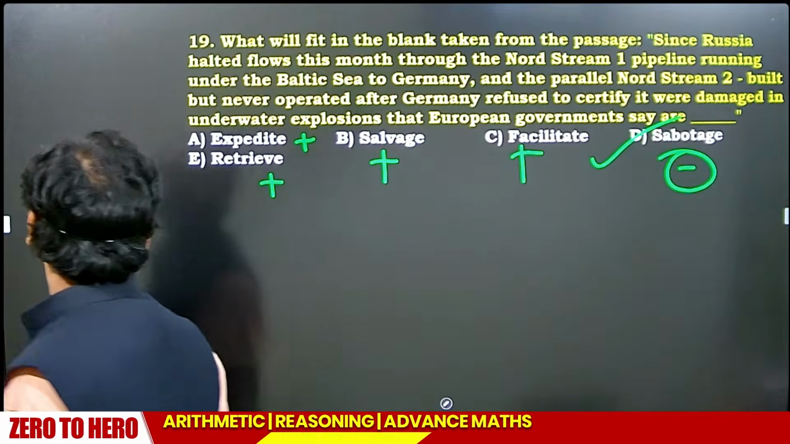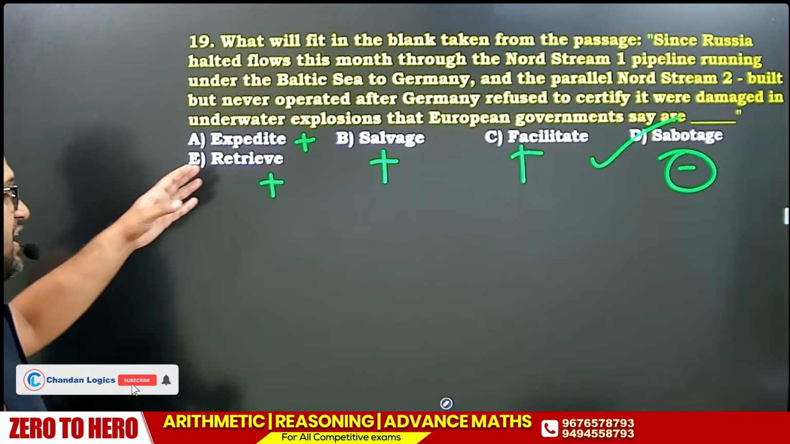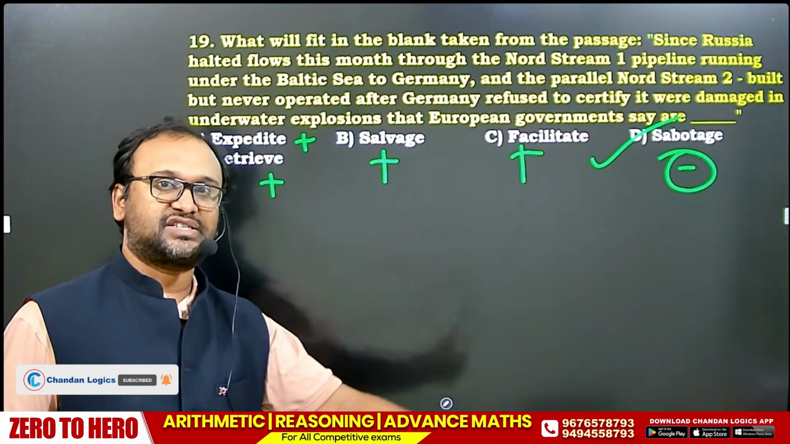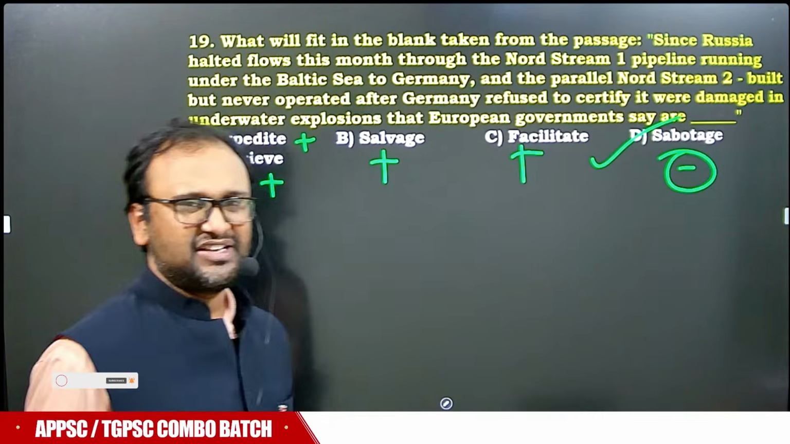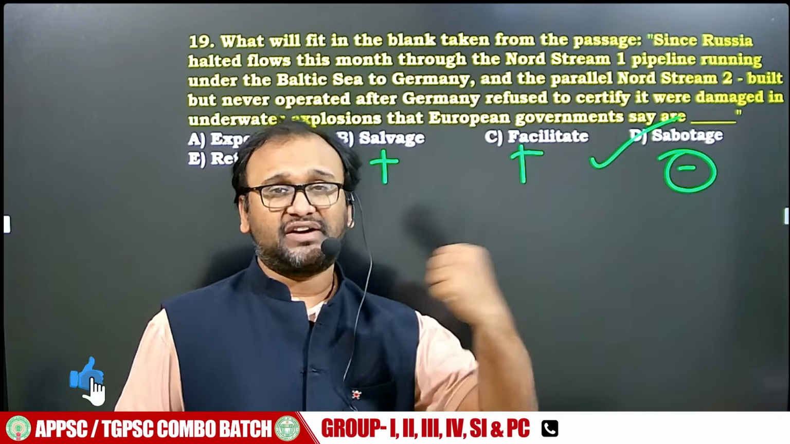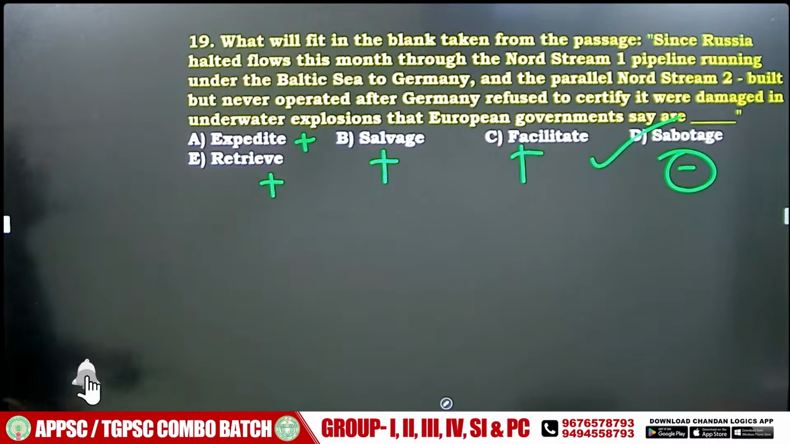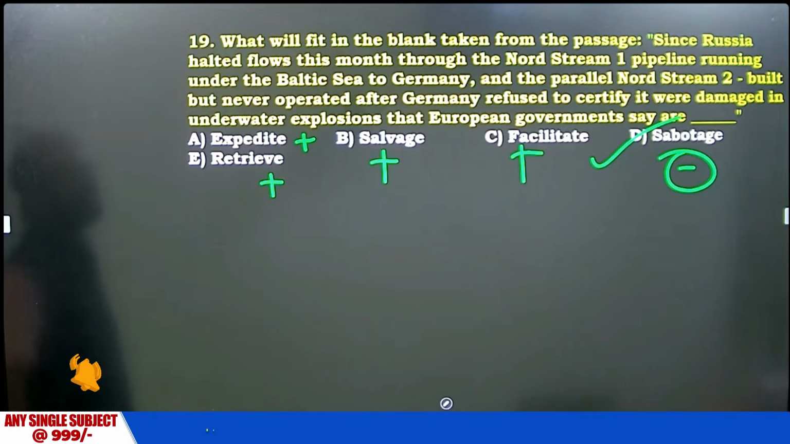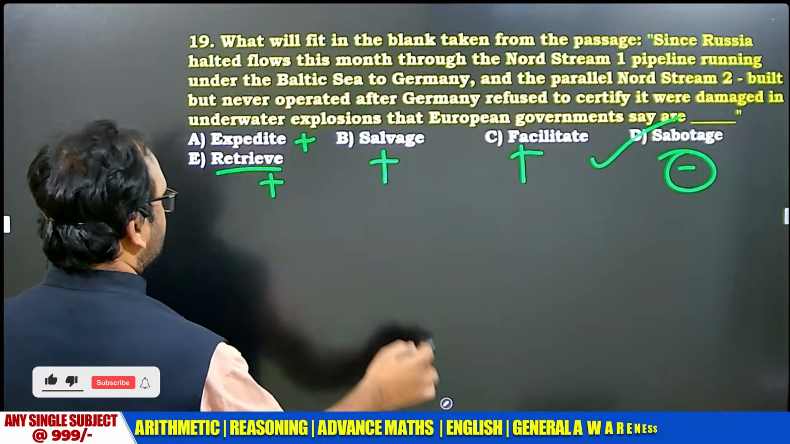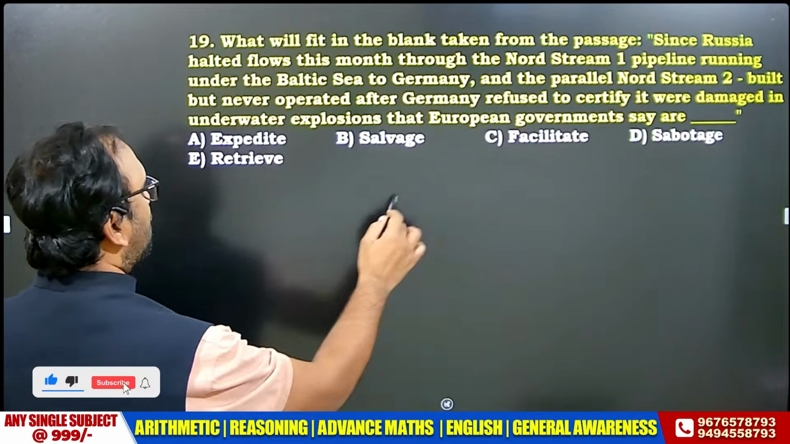Done. I think everybody knows expedite. Expedition means process fast. Salvage, recover from a problem. Facilitate, support. Retrieve, again recover. You know, we retrieve the data. So sabotage is the only negative word.